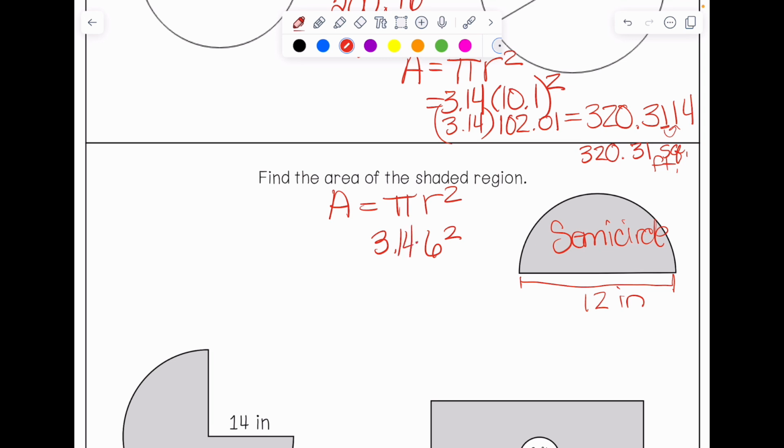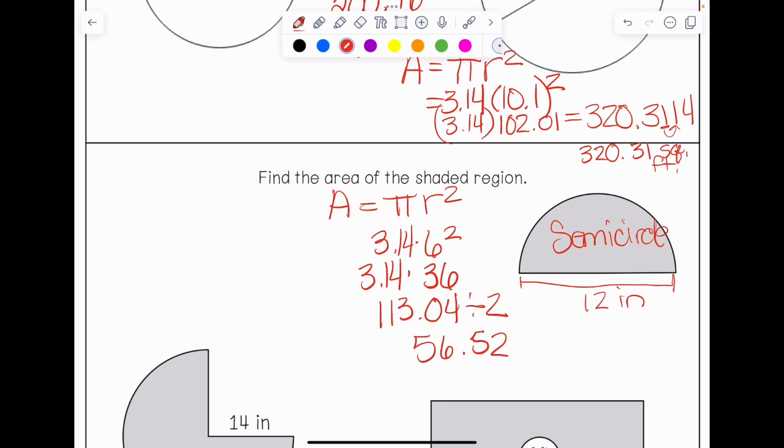So I'm going to end up doing 3.14 times 6 squared. 6 squared is 36. 3.14 times 36 is going to equal 113.04. Now, this would be the area for a full circle, but we don't have a full circle. We have a half circle. So we're going to divide that by 2. And we'll get 56.52 square inches.